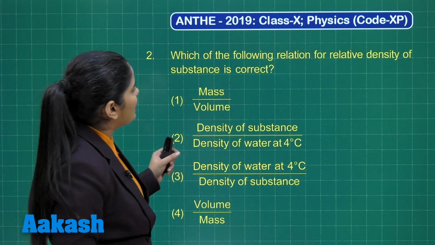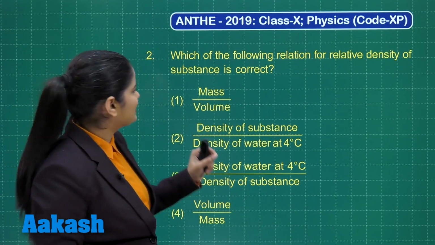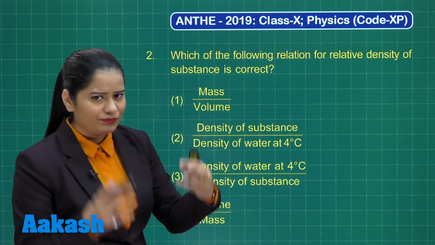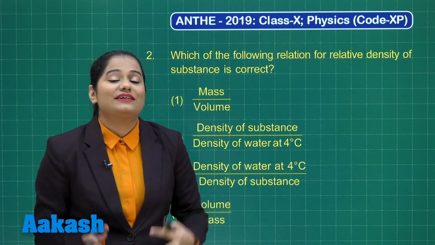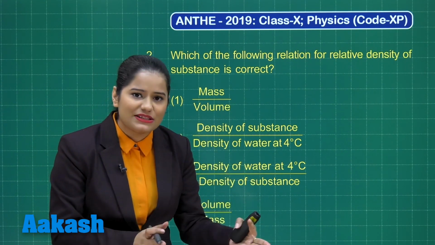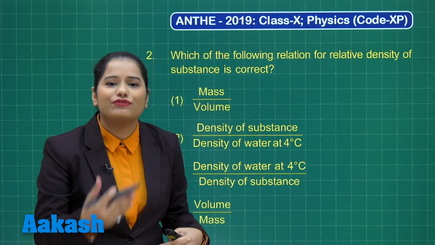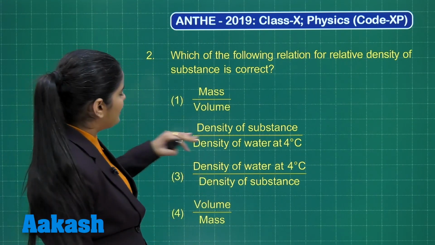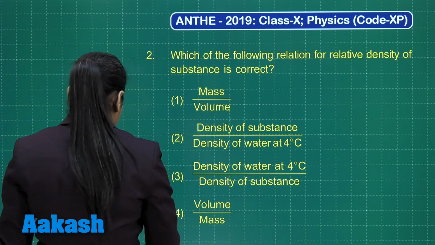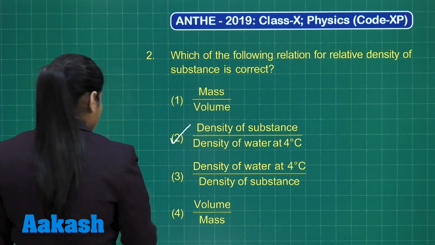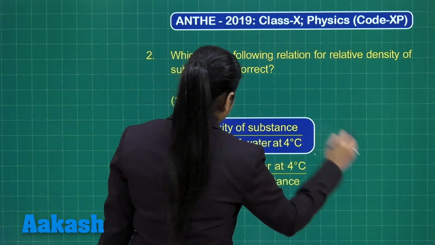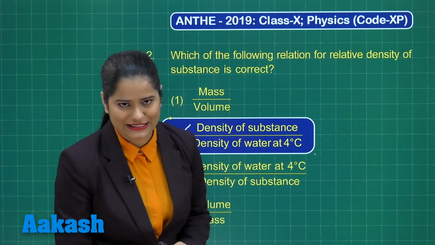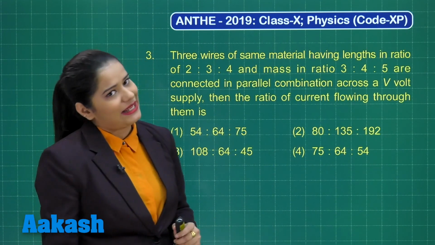This is again a simple question which talks about the relative density. This says, which of the following relation for relative density of substance is correct? What is relative density? That is the ratio of the density of the substance to the density of the water at 4 degrees Celsius. So if you have a look onto the options, you can clearly see here that option 2 is the correct option. Let me just put this into the box also. So this is the density of the substance divided by the density of water at 4 degrees Celsius. Let's move on to the discussion for the next question.